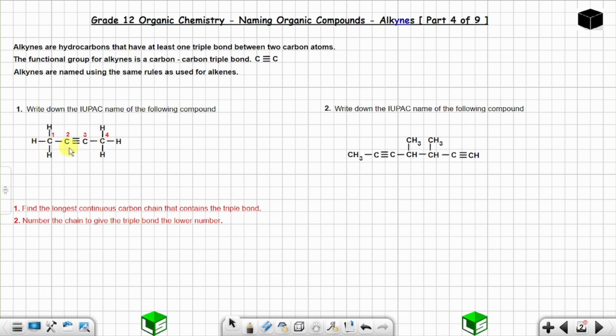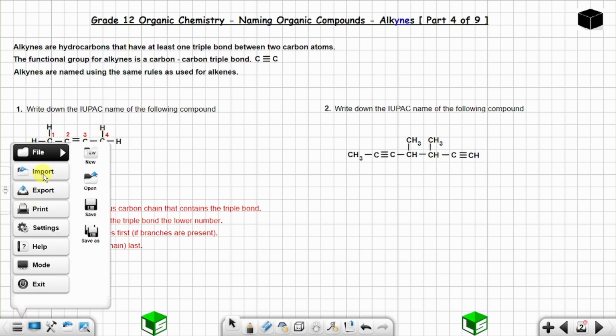Now you are going to start with naming. Always name the branches first if branches are present. In this case, you don't have any branch. And after that, you're going to name the parent chain last. So let's name this organic compound.